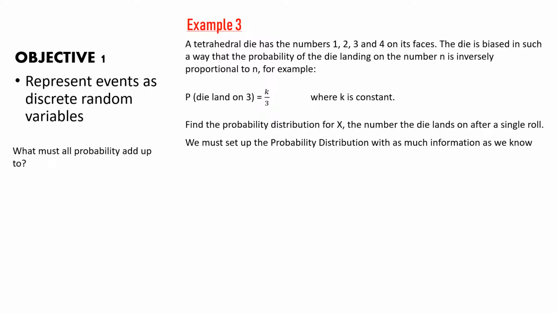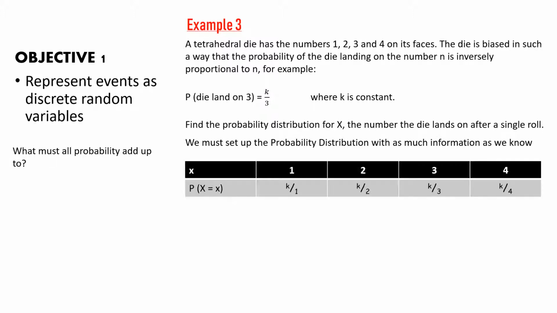And I've got to set up the probability distribution with as much information as we know. Now to be able to do this, we use the fact that the probability of landing a 3 is k over 3. If you use the same pattern, to get a 4 it'll be k over 4, to get a 2 it'll be k over 2, and 1 will be k over 1.